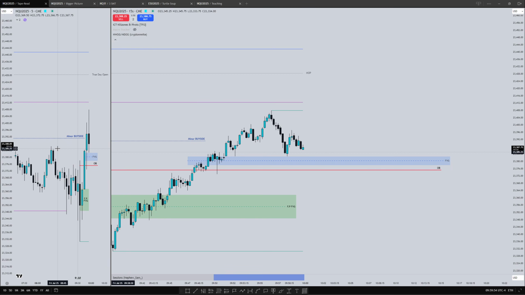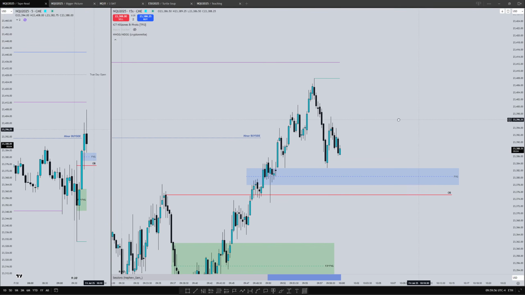But yeah, 5-minute looks pretty healthy now. 1 minute, same exact thing I'm looking for to drop back into. These two still offer me a retracement entry. And if it doesn't, no big deal.